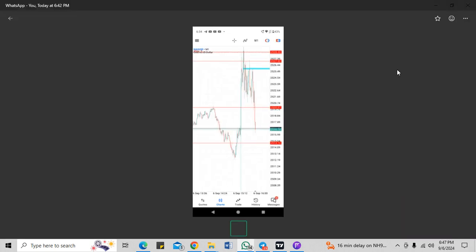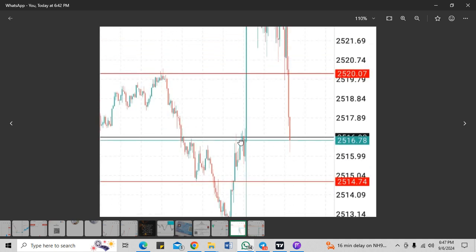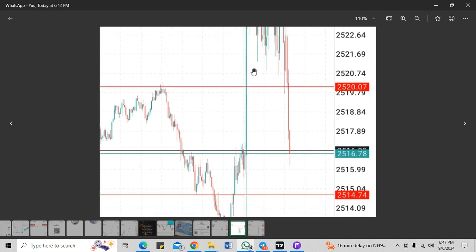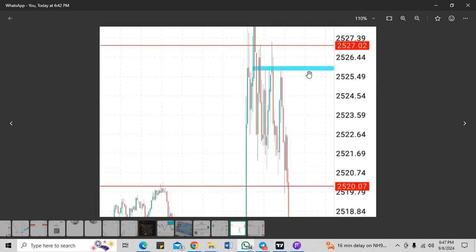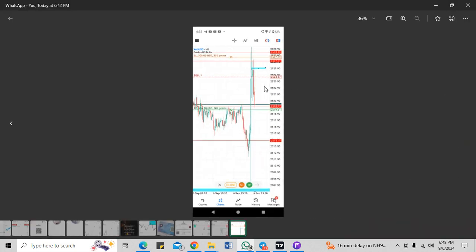See the first trade. Yeah, this one was the first trade which I took in the London session. This one. Okay, and another trade is this one which is running.